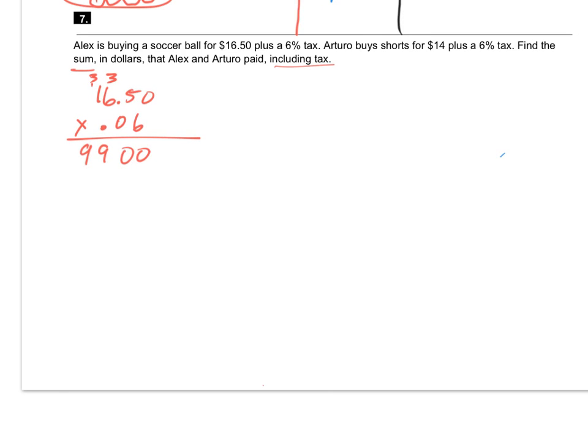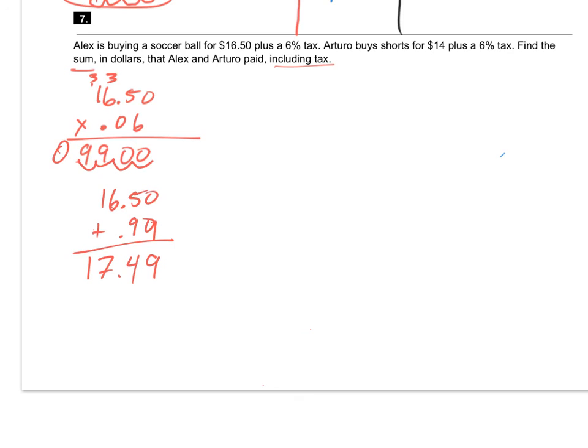Okay. So you get 9900. We have 4 decimal places, so we're going to put the decimal 4 places over. 1, 2, 3, 4. So technically he's paying 99 cents. So we have 16.50 plus his tax, which is 0.99. And now we know that Alex is going to be paying a total of 17 dollars and 49 cents.